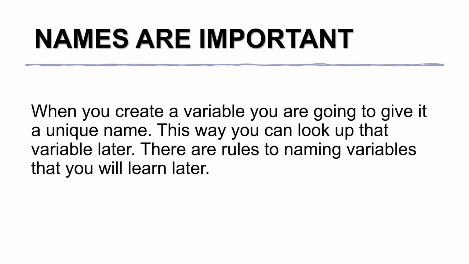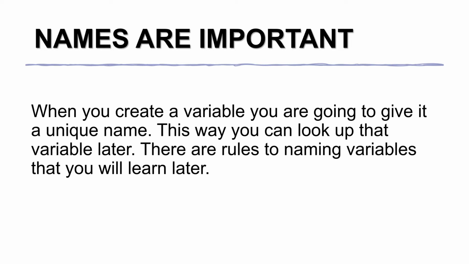One thing that we do need to point out, and this is going to come up a lot in this video, is that names are important when it comes to C#. So each time you create a new variable, you're going to have to give it a unique name. The reason is you need to know the name of the variable so that you can look it up later. There are a lot of rules to naming variables, but we're not going to cover that in this video. You will learn about that eventually.